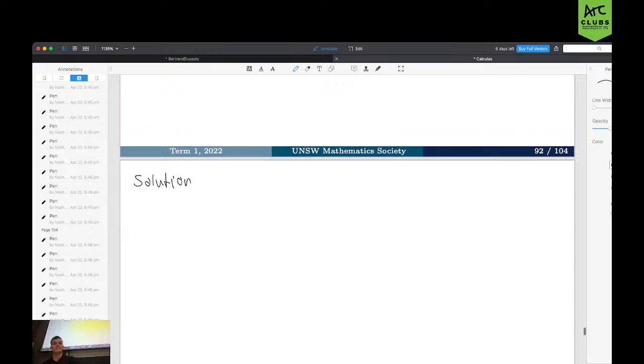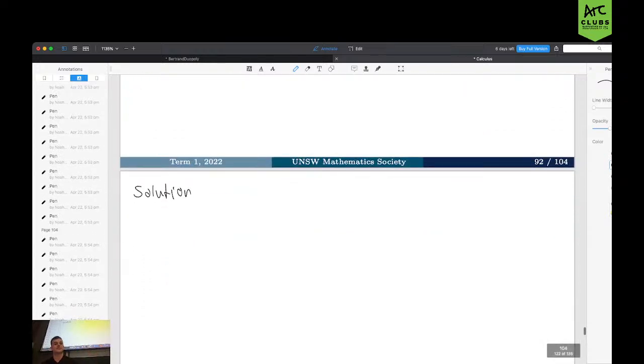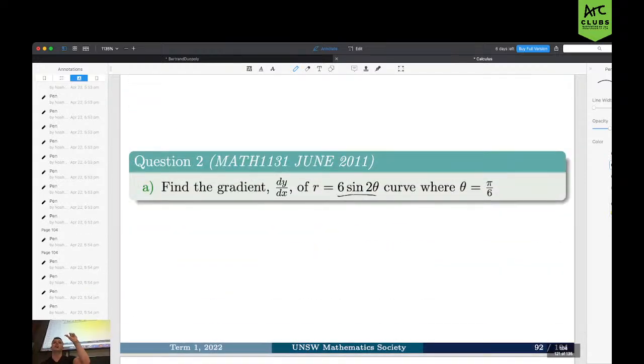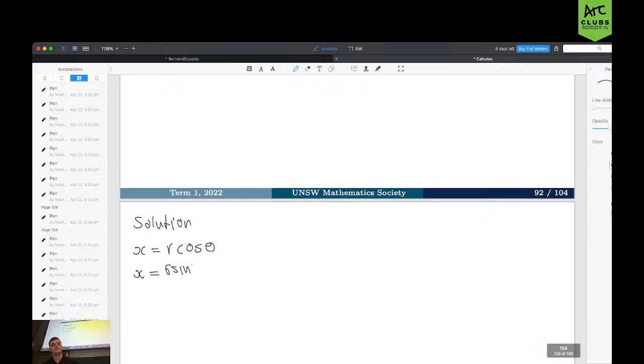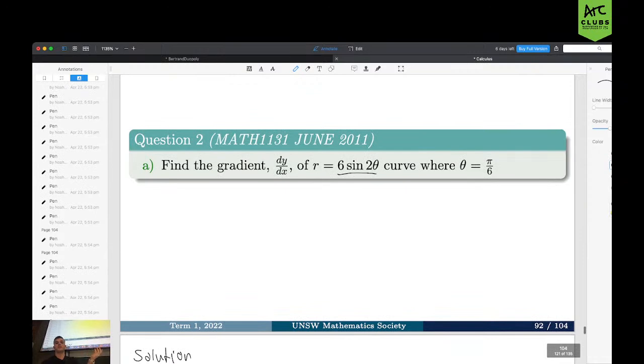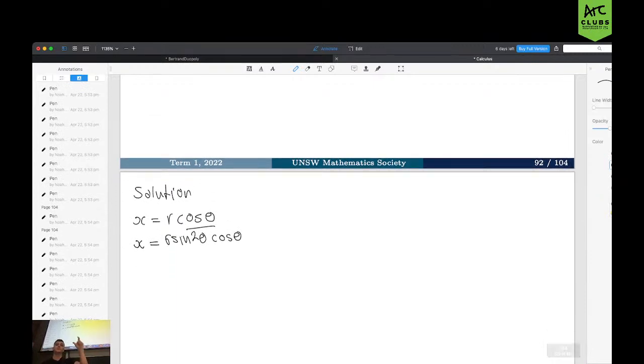Okay, so we have to find dy by dx. Now, what we essentially do is we use our identities from before. So we know that x is equal to r cosine of theta, but what's r in our case? R is its own little thing. So wherever I see r, I'm just going to chuck in 6 sine 2 theta instead. So this becomes 6 sine 2 theta, and then whatever's left, cosine of theta. Okay. So that's great. I've got something in terms of theta now, which is kind of what we're after. So we know we're going to use thetas eventually. So why not get a function in terms of theta? We can take a theta derivative. So we can say the derivative of x with respect to theta. How should we do this? What rule do you guys reckon?